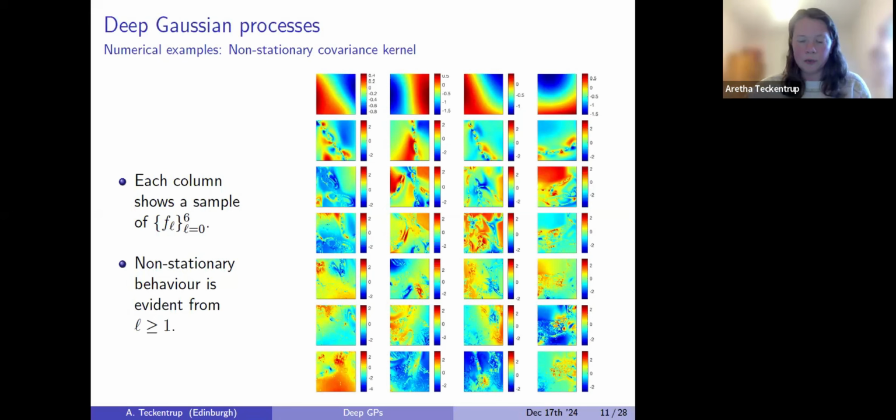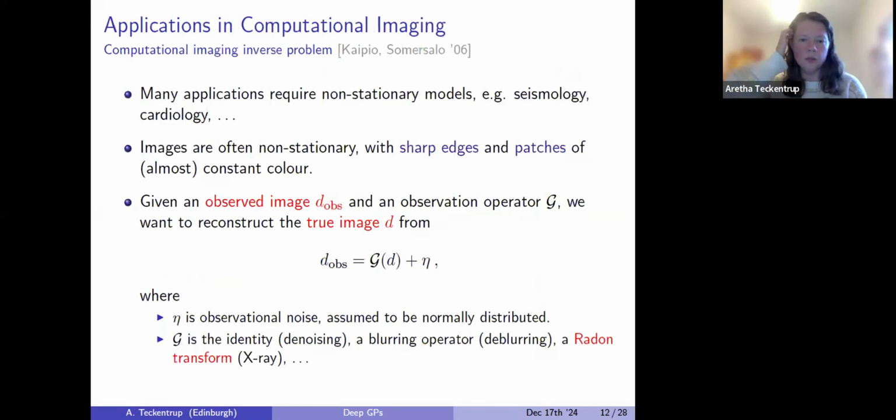Okay, so now I wanted to show you two examples of the things that we've been doing. One, I wanted to show you something in applications in computational imaging. There are many different applications where you can use deep Gaussian processes and where they would be beneficial. So things like seismology, where you're modeling earthquakes and earthquake data. Again, they would have this non-stationary behavior where everything is very flat, and then the shock from the earthquake hits, and then you suddenly have these spikes.